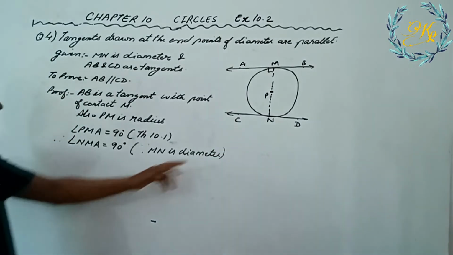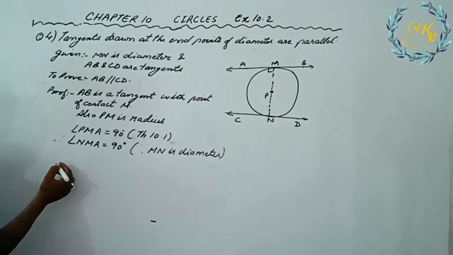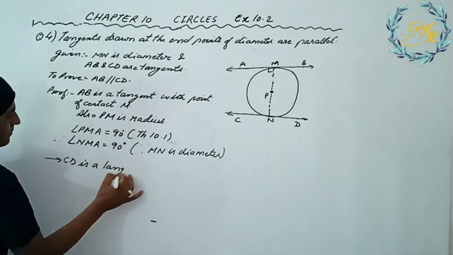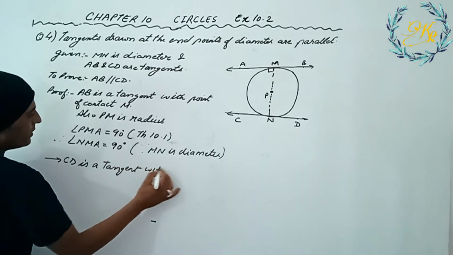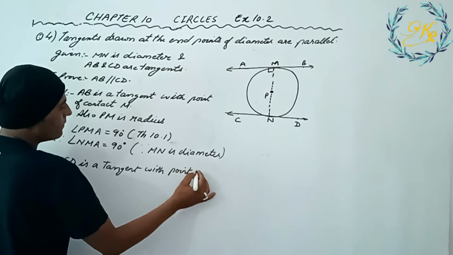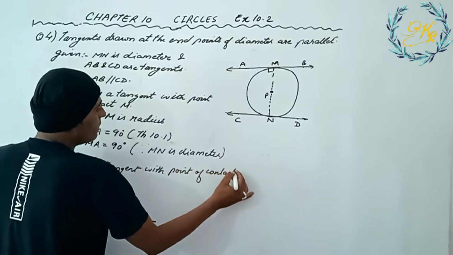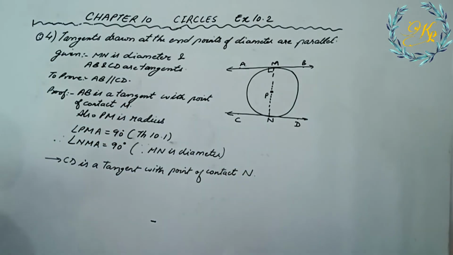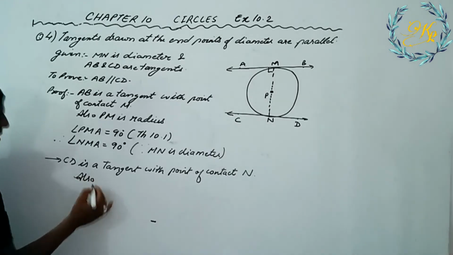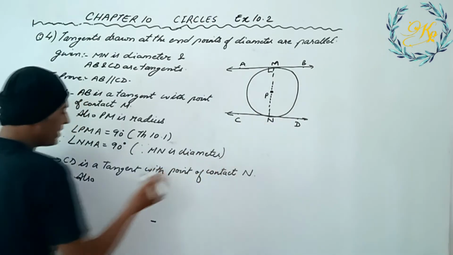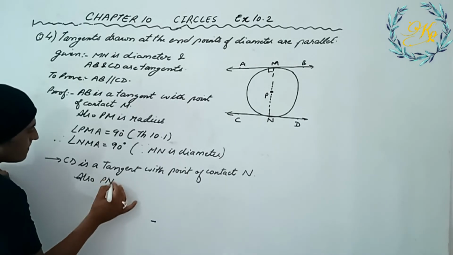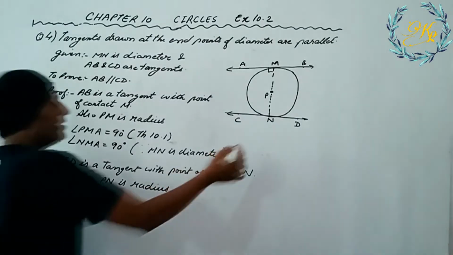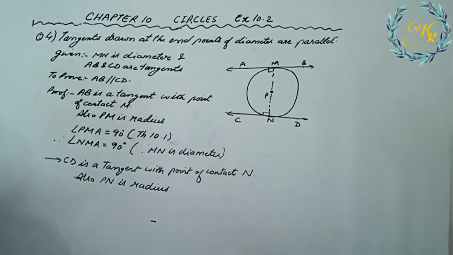So similarly, for the second tangent, we'll write here CD is a tangent with point of contact. Look at the point of contact here. Point of contact is N. Alright, and you can see here that when you talk about this tangent, PN is the radius. So right here also PN is radius. So you can see here that this angle will be 90.